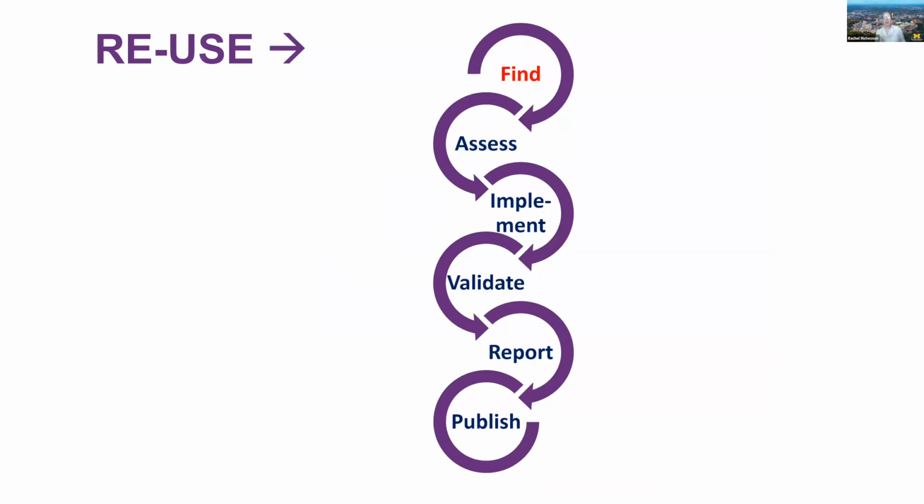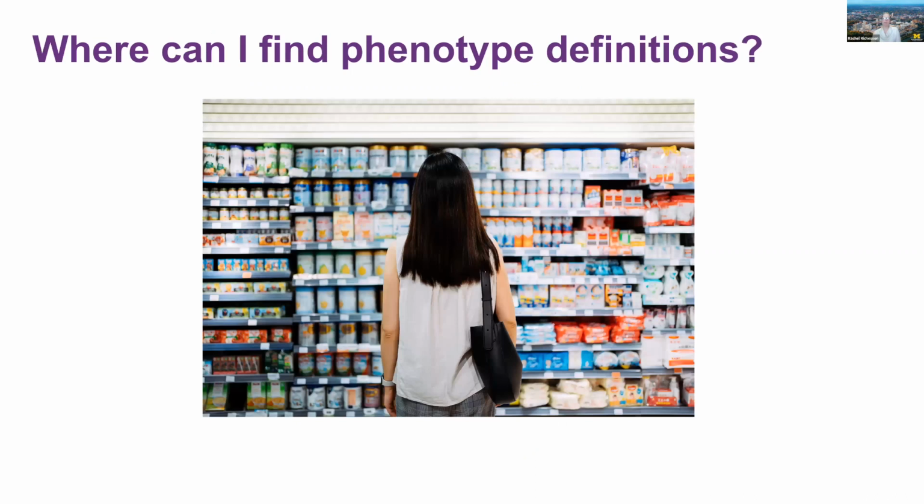And now I want to spend the rest of my time talking through how do you find and reuse these phenotypes. So I see a number of steps involved in reuse. The first was finding, and then we'll move down the list to, you've got to assess it, implement it, validate it in your populations, report, and publish your study. And so there's a process here. So I'll highlight each of these.